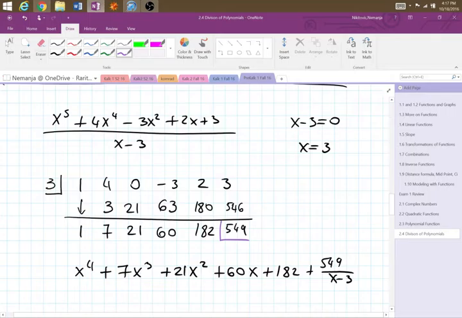Always. Observe that you start with x to the 5, but over here you start with x to the 4th, one exponent less because you are taking away one when you divide. Yes? So is your remainder negative? No, it's just a minus here. It will be a minus 549 over.